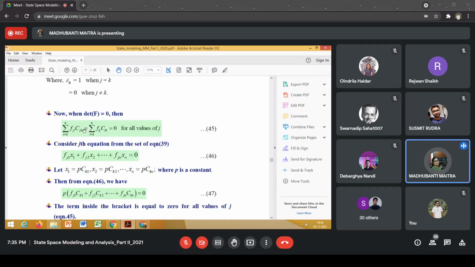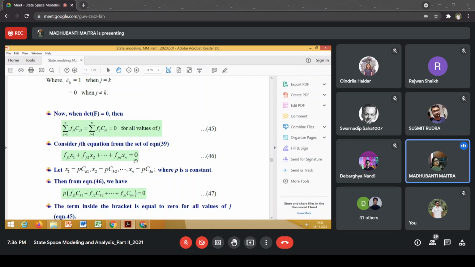So the jth equation will be fj1 x1 plus fj2 x2 plus dot dot dot plus fjn xn equal to 0. So what is our objective? Our objective is to find out the solution vector x. That means our objective is to find out x1, x2, x3, xn.